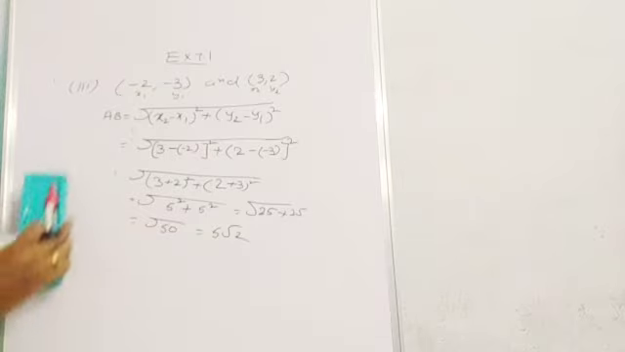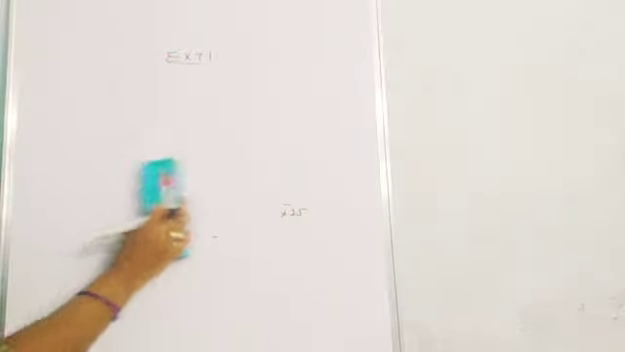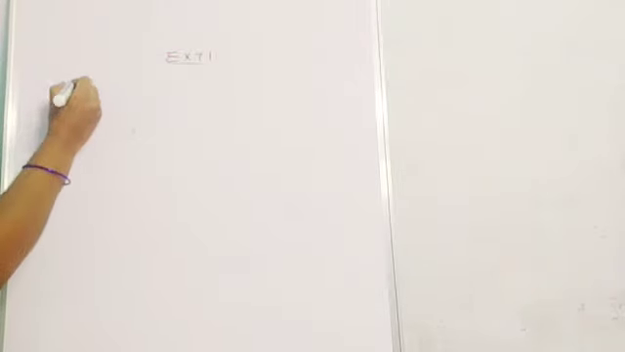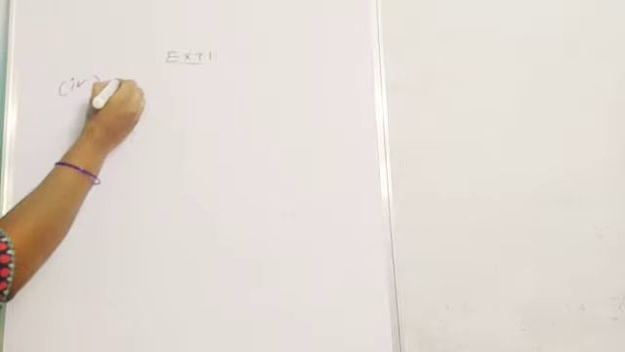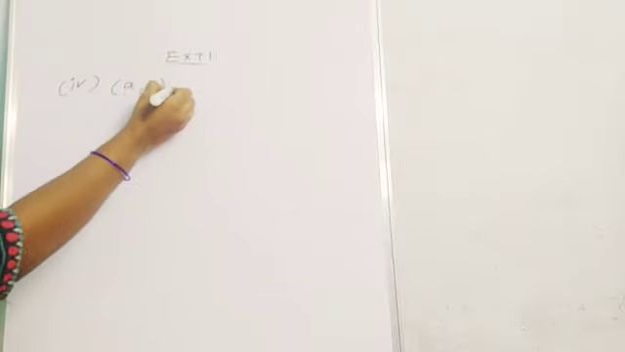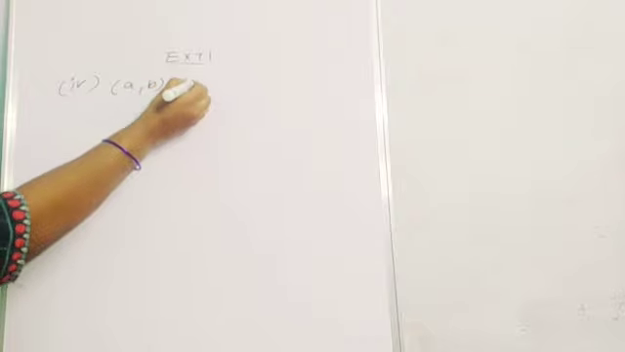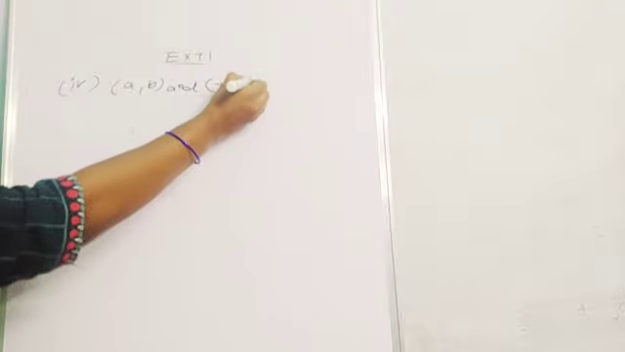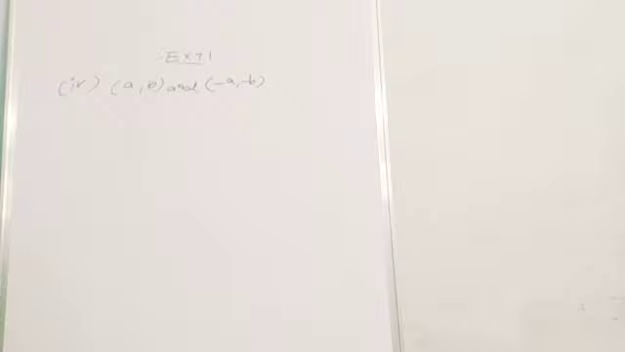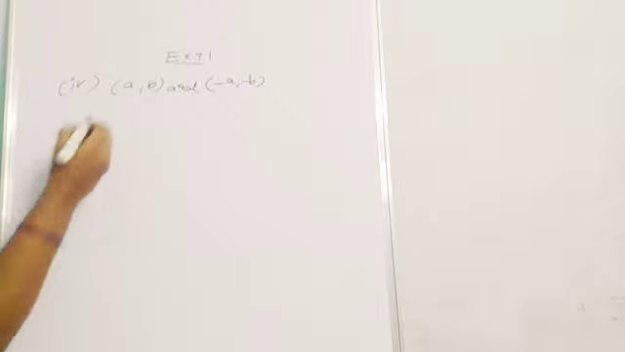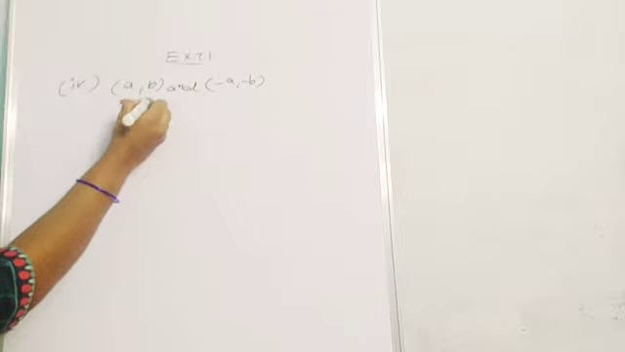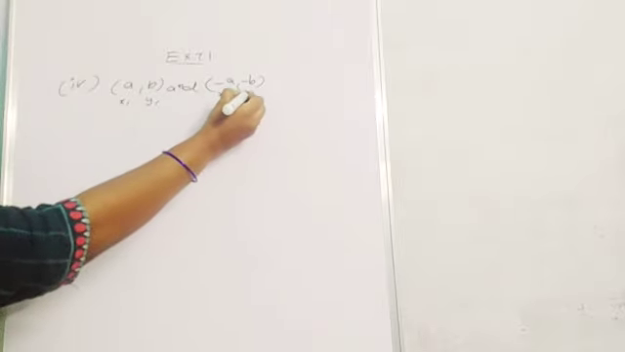And what is the fourth one? The fourth one is the points (a, b) and (-a, -b). These are the two points given here, (a, b) and (-a, -b). This is x1 and this is y1, and this is x2, y2.